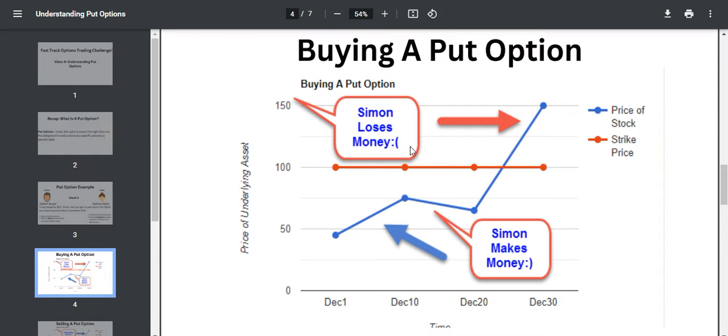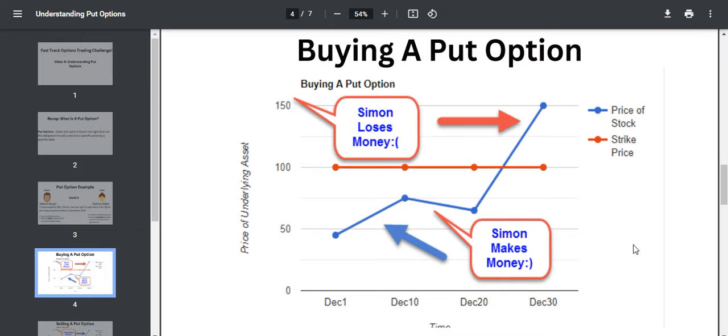So if StockX rises above the strike price, which is $100 per share, this isn't what Simon's betting on or wants. If it rises above it at or before December 30th and keeps going up and doesn't drop below $100 per share, he's going to lose money, so he'll just let his put option expire worthless and he'll lose the money that he paid for it, which is $15.